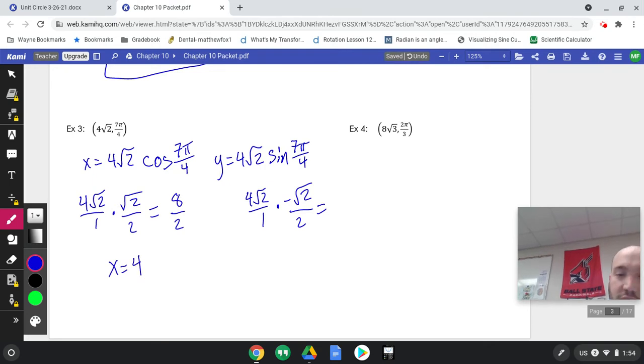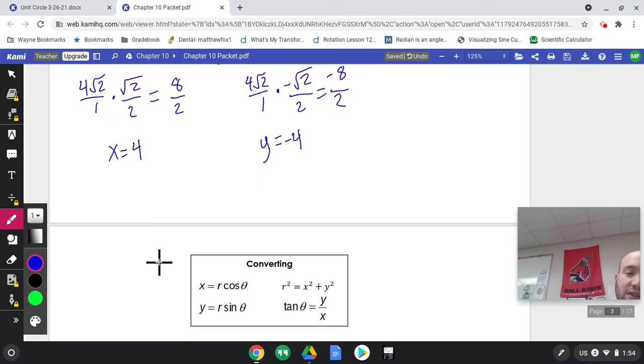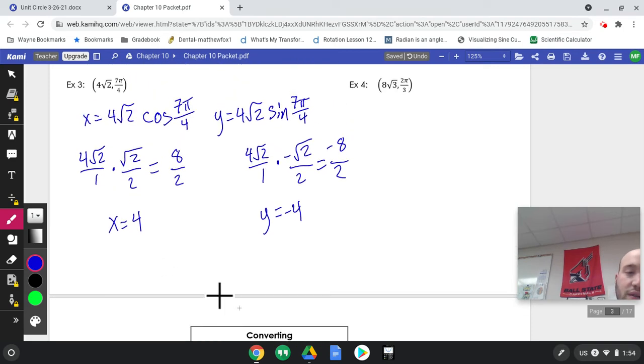Meanwhile, over here, same thing, a 2 on the bottom. Everything's the same except there's a negative right here, which causes this to become a negative 8. And so our final answer then for y will be negative 4. So if we write this as an ordered pair, we will get 4, negative 4.